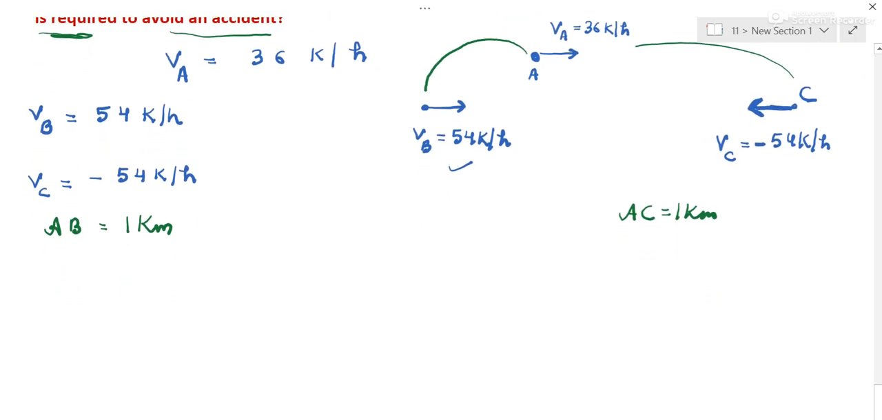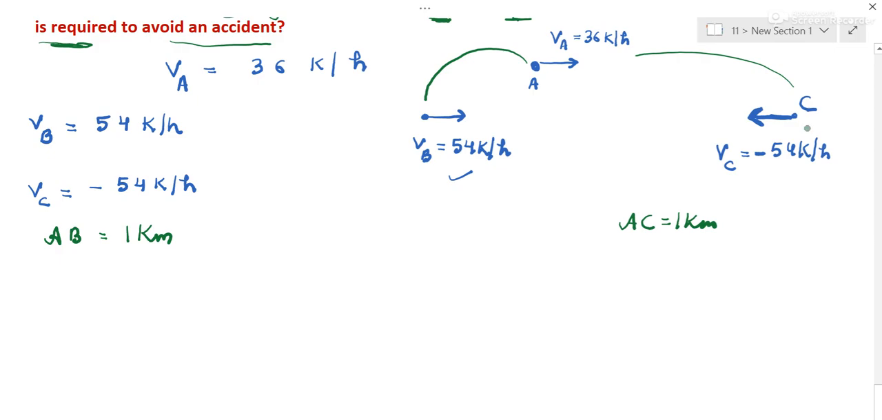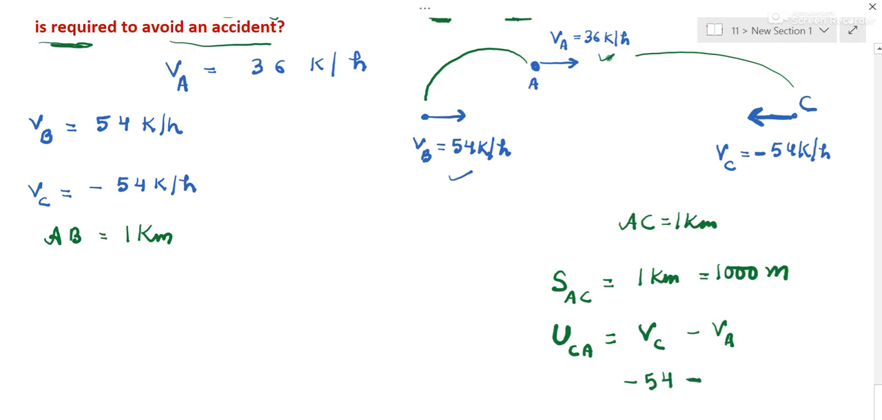Okay, so B is deciding to overtake, so we will begin with C, right? So what is the distance between A and C? 1 kilometer, that is 1000 meter. Then what is the advantage of speed that C has? That is, relative speed of C with respect to A. What is the relative speed of C with respect to A? So you can see it will be velocity of C minus velocity of A with sign. Velocity of C is minus 54, minus, and VA is written as 36.